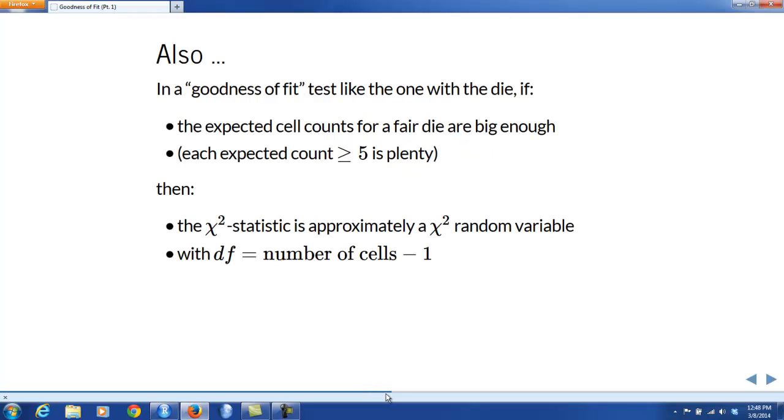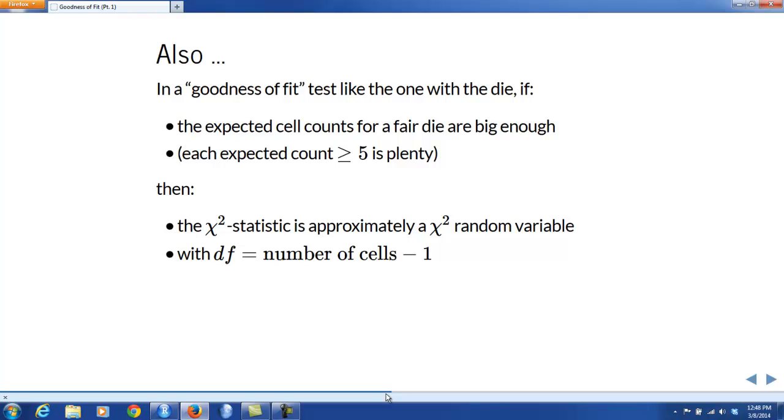Statisticians have also discovered some things about the chi-square statistic itself. The chi-square statistic is a random variable because it's based on those observed counts. Those observed counts are based on chance. As a random variable, the chi-square statistic has a certain kind of distribution. It turns out that if the expected cell counts, according to the null hypothesis, are big enough, and 5 or more is usually considered plenty big enough, then as a random variable, the chi-square statistic is distributed approximately like one of the members of that family of chi-square random variables.